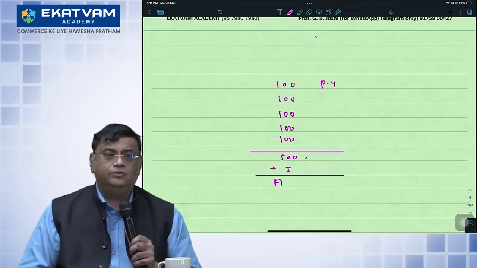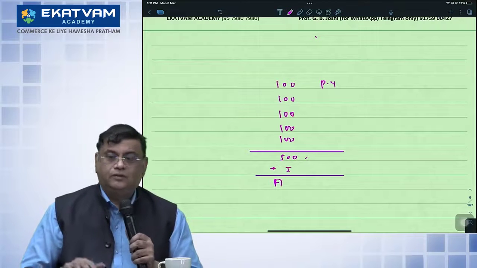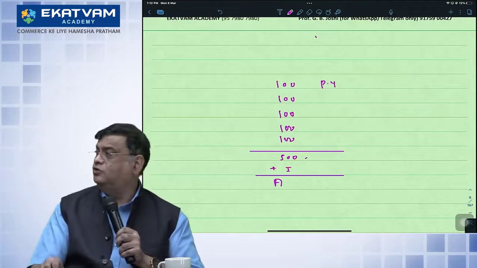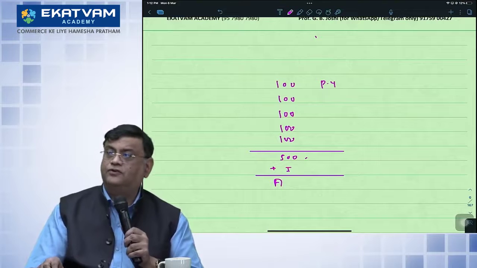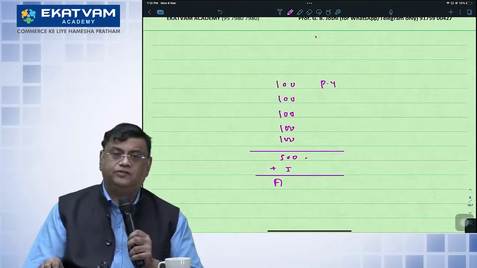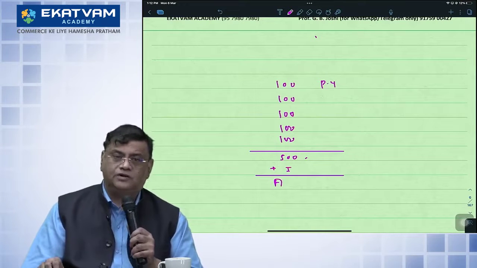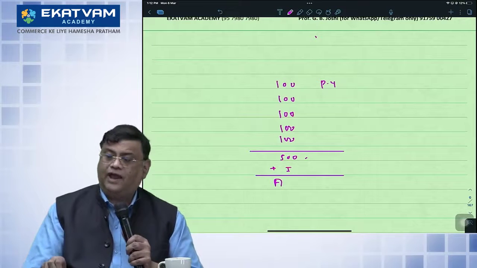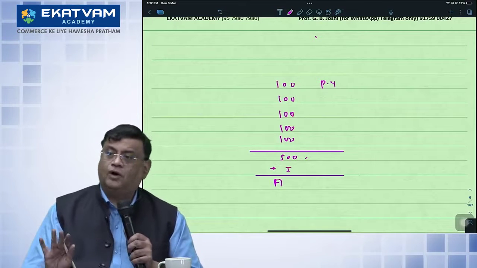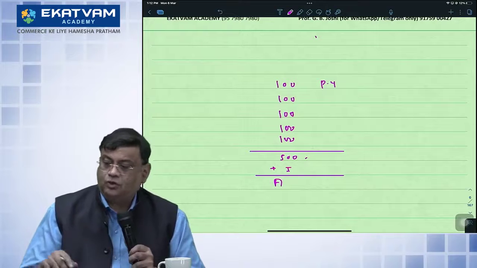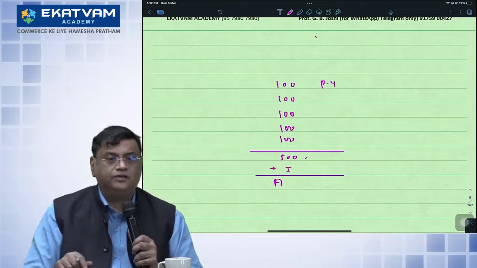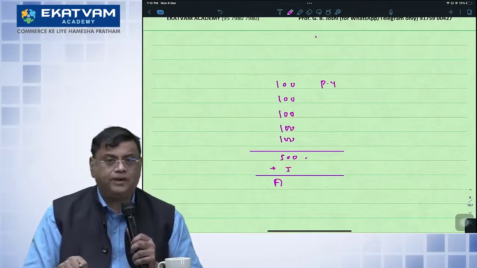Every year you need to pay an installment. Now suppose the bank tells you to pay 100 rupees as the first installment, 100 rupees as the second installment, 100 rupees as the third installment, and that you are supposed to pay for a period of 5 years. So again you are paying 100, 100, 100, how many times? 500 rupees you have paid.